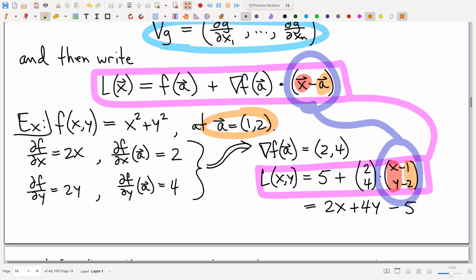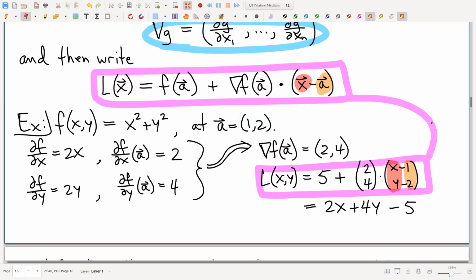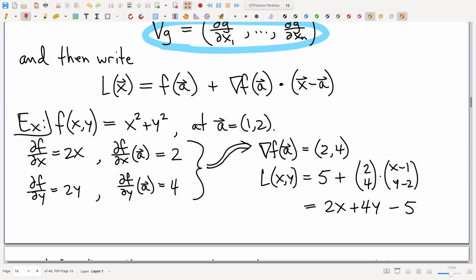Do keep in mind, when you multiply it out and combine terms, you obscure a lot of really useful information. It's nice to be able to look at this as written, and I can see the value of the function, I can see the gradient, I can see the base point, I can see that there's a dot product happening. There's a lot of discernible information when you write it like this. That all becomes lost when you multiply it out. Okay.